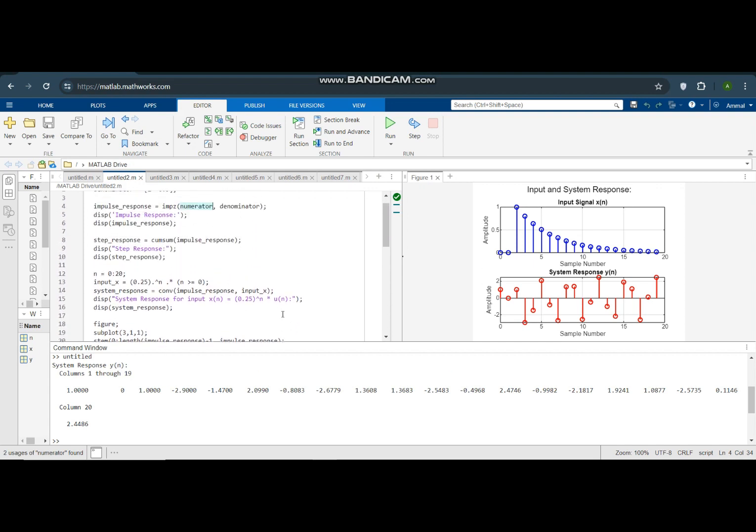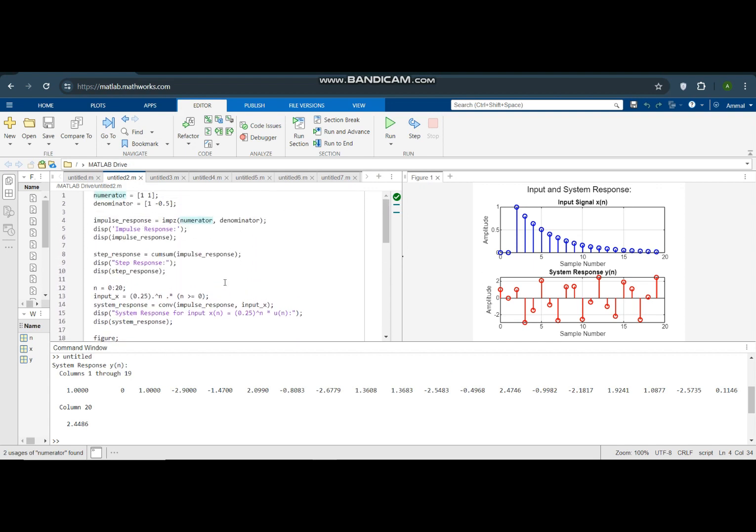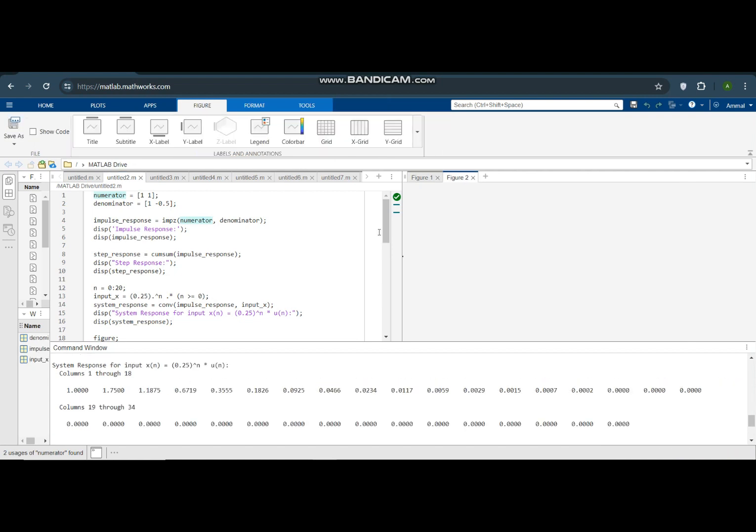This MATLAB code calculates and plots the impulse response, step response, and system response of a discrete time system defined by its transfer function with numerator 1, 1 and denominator 1 and minus 0.5. The impz function computes the impulse response and the cumsum function calculates the step response. An input signal x of n, a decaying exponential, is defined and its response through the system is obtained using convolution with the impulse response. The results are displayed. Here we can run the code and observe the output.